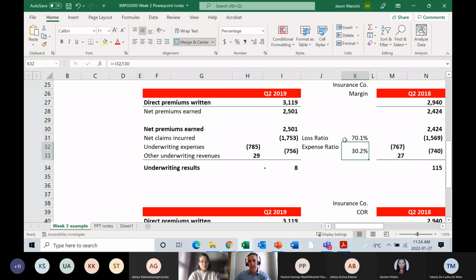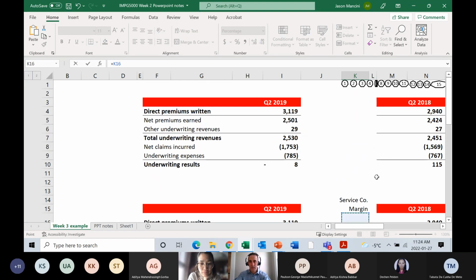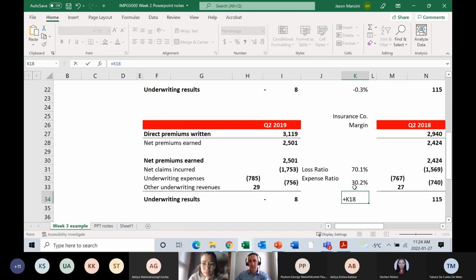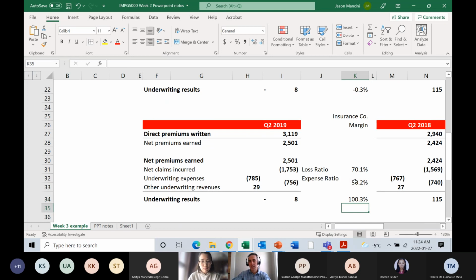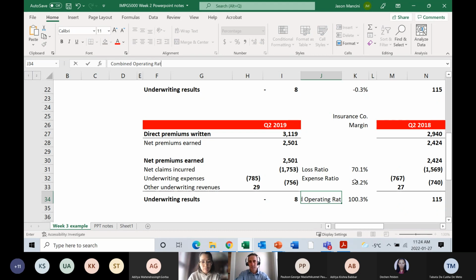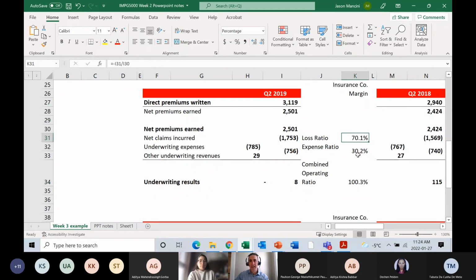So this is the total amount of expenses that have been paid out. If we add our loss ratio plus our expense ratio, we come up with the combined operating ratio. We added these two ratios together to get this.